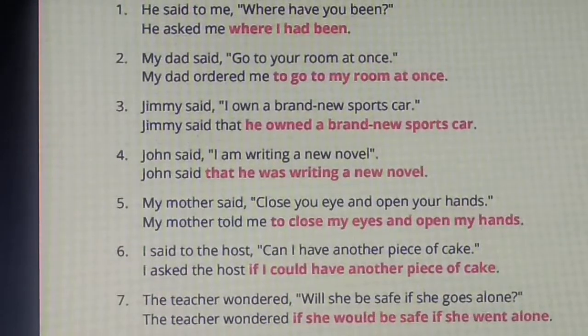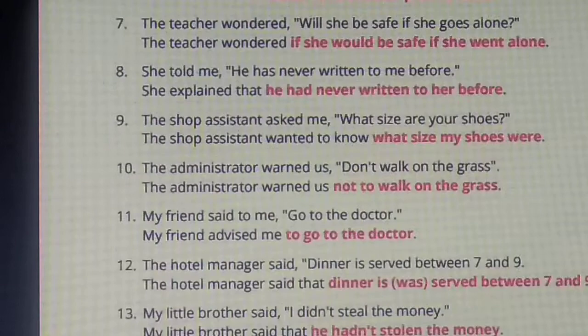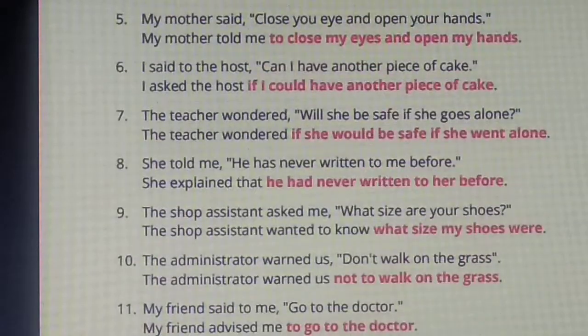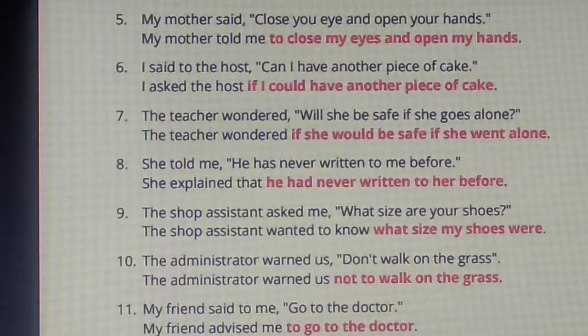My mother said, "Close your eyes and open your hands." My mother told me to close my eyes and open my hands. I said to the host, "Can I have another piece of cake?" I asked the host if I could have another piece of cake.